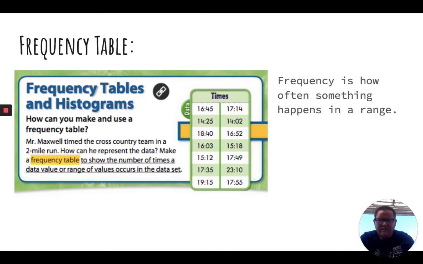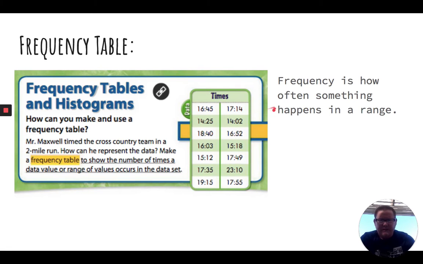And so when you take a look at this data set right here, you'll probably notice that this data set is a little bit different than some of the other ones that we've worked on so far in this unit, but these are times, okay? And they're times that a cross-country team did a 2-mile run. And what we're going to do is represent that data using a frequency table and then a histogram.